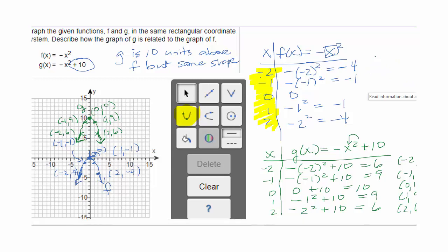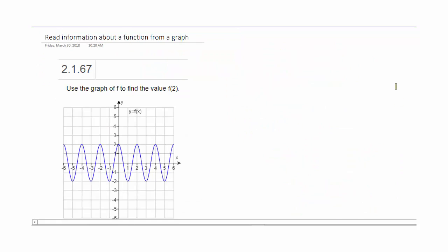Okay, now we're going to talk about when we're given a graph, how do we read information about a function off of the graph? So in this case, we're given this graph in MyMathLab. This is 2.1.67, so this is still section 2.1. We want to use the graph of f to find the value of f of 2. So what on earth does f of 2 mean? Okay, so you remember we have some equation for f, but they're not telling us what that equation is. They're giving us the graph instead.